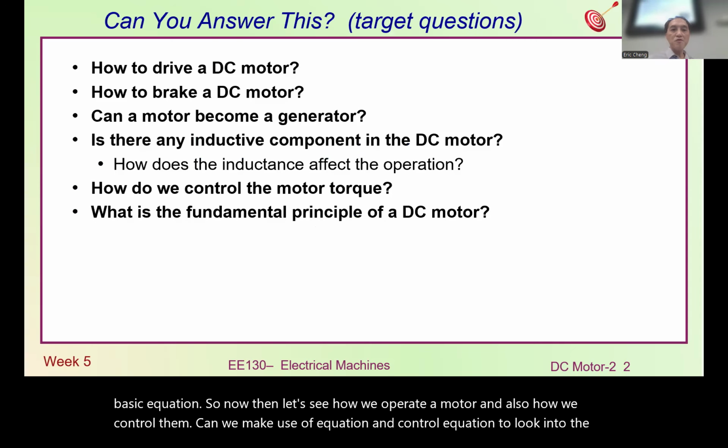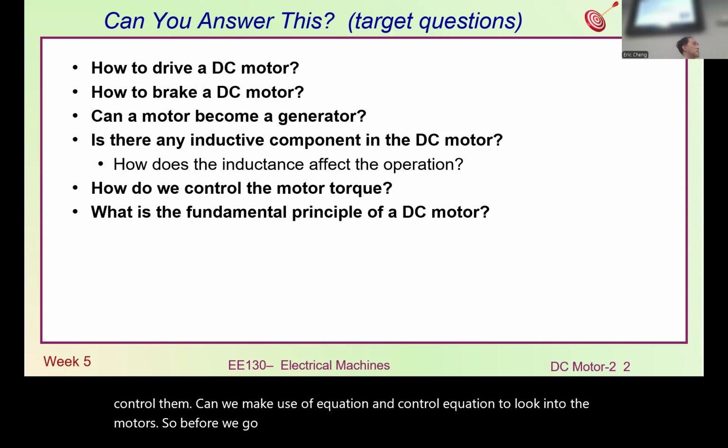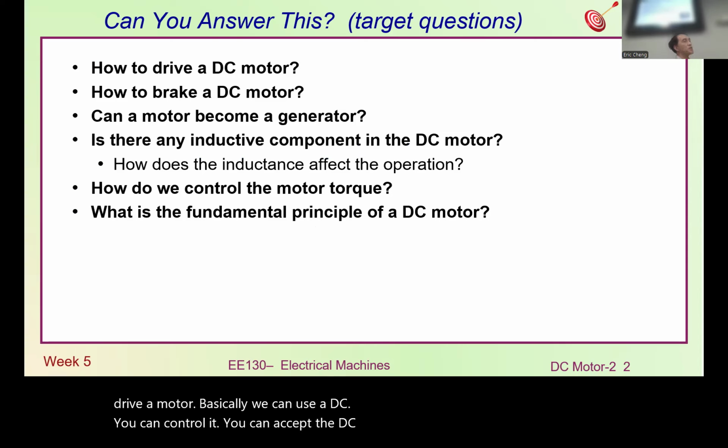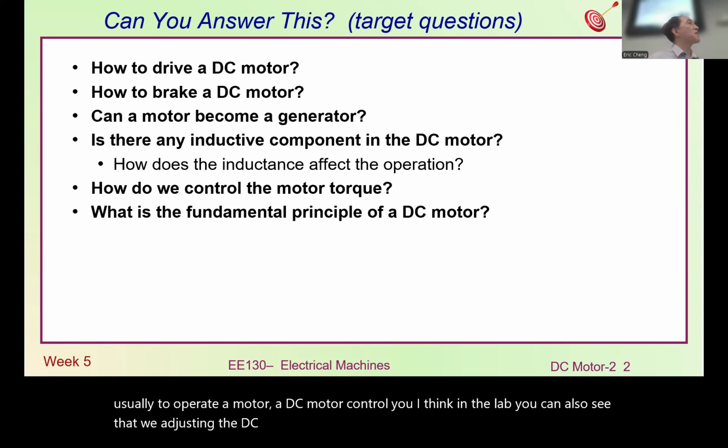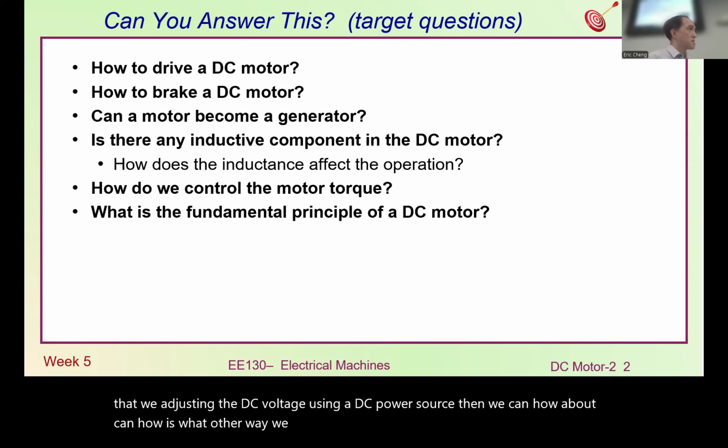Before we go further, let's ask all of you how we are going to drive a motor. Basically, we can use a DC voltage. You can control it, you can adjust the DC voltage. But more than that, how do we usually operate and control a DC motor? In the lab, you can also see that we adjust the DC voltage using a DC power source. Then, what other way can we control the motor?